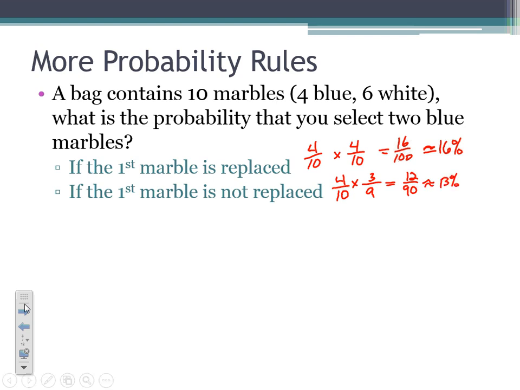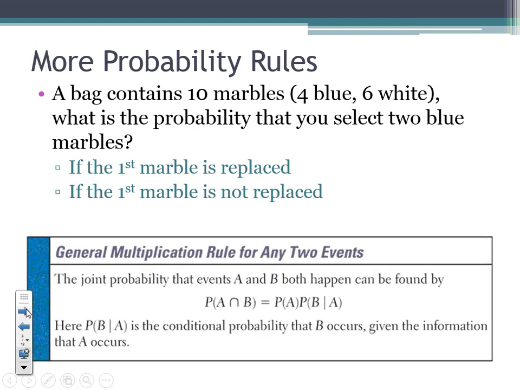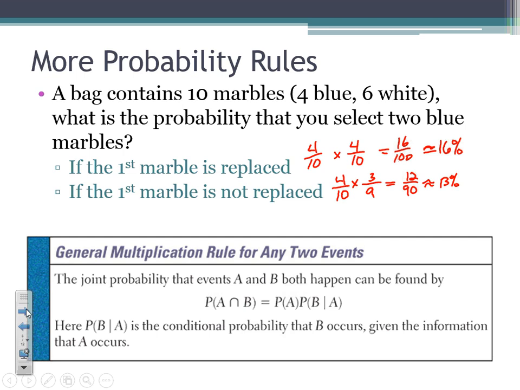Now, with a little common sense and logic, hopefully you can see why we would multiply 4 tenths and 3 ninths. We can formalize this in a rule, which we refer to as the general multiplication rule. The general multiplication rule says that if we have events that are dependent, and now we have some tricky notation here, the probability of A intersect B, think of that as the probability of A and B, is equal to the probability of A.